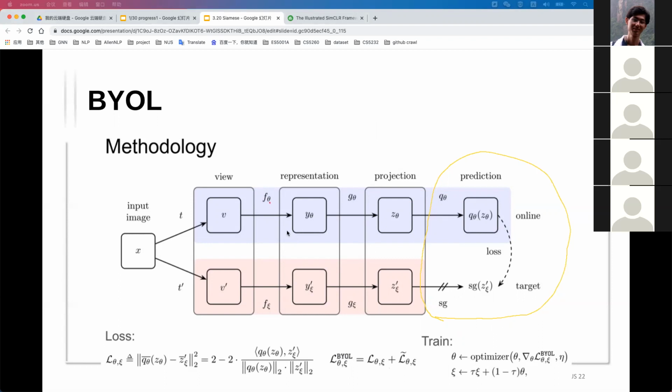Keep going on. So now there are two parts: the online part and the target part. On the online part, it adds one more prediction layer and then uses the output of the prediction layer to compute the loss. That means it uses q_theta and z_theta to compute the loss. Then for the target part, it's just a stop gradient. That means it doesn't compute the loss here, which means they do not use the gradient to update the parameters of the target.